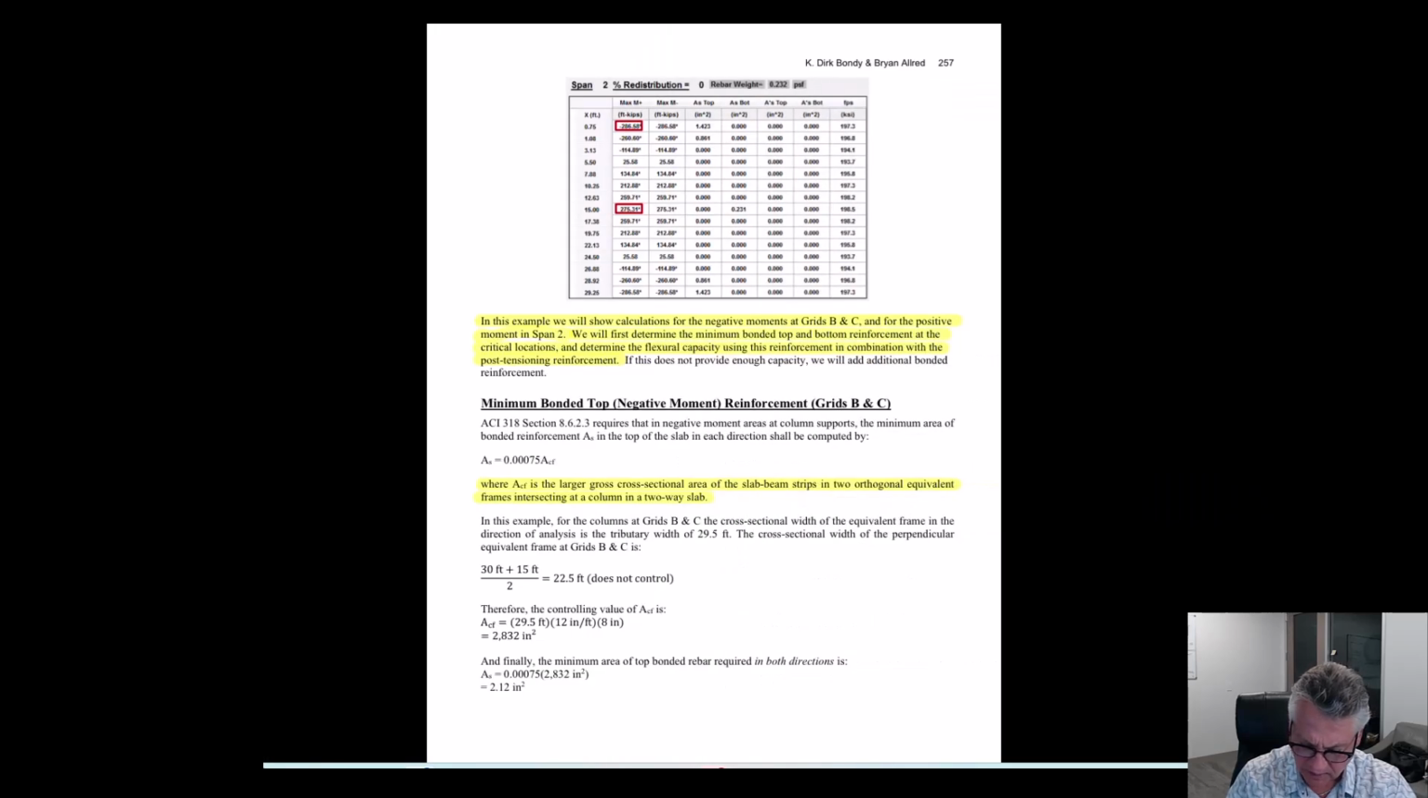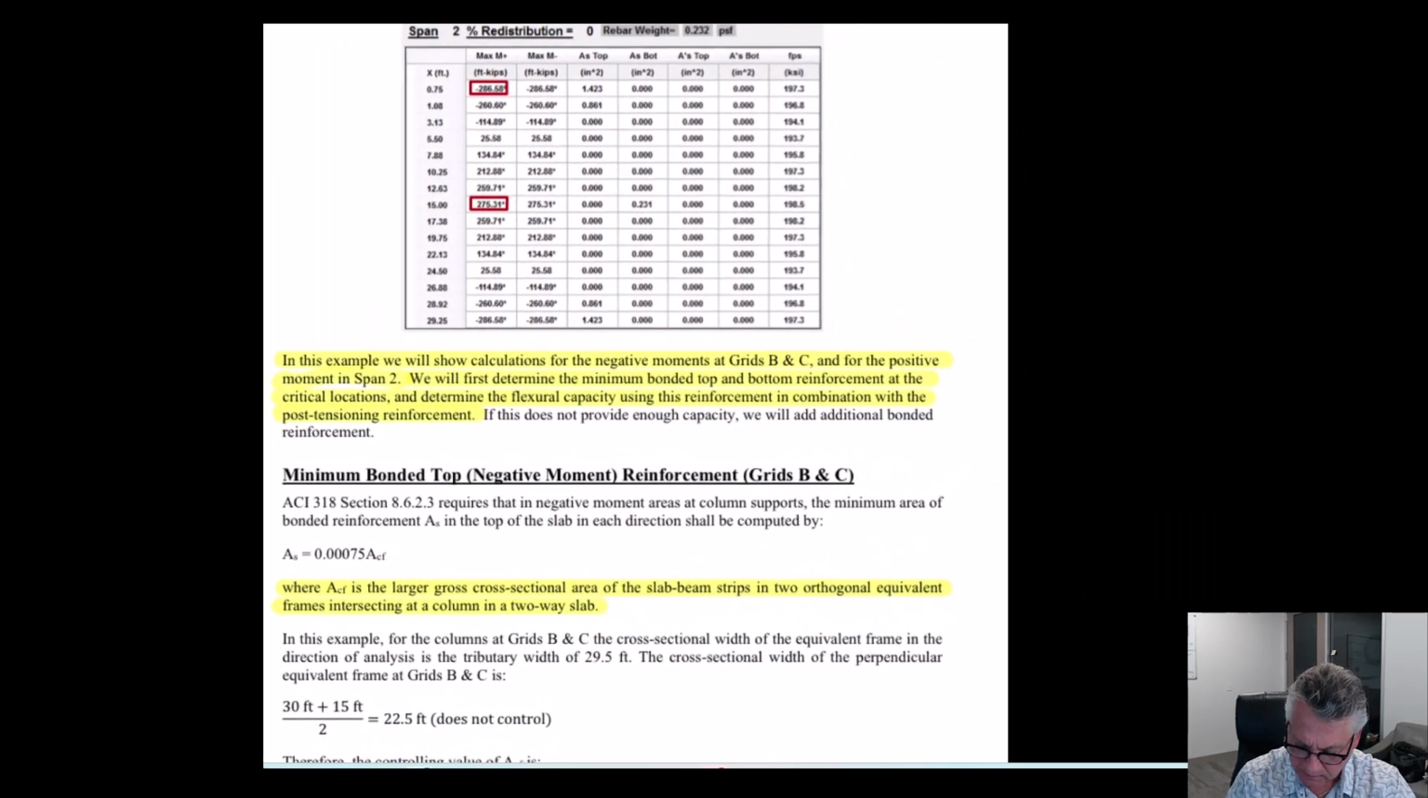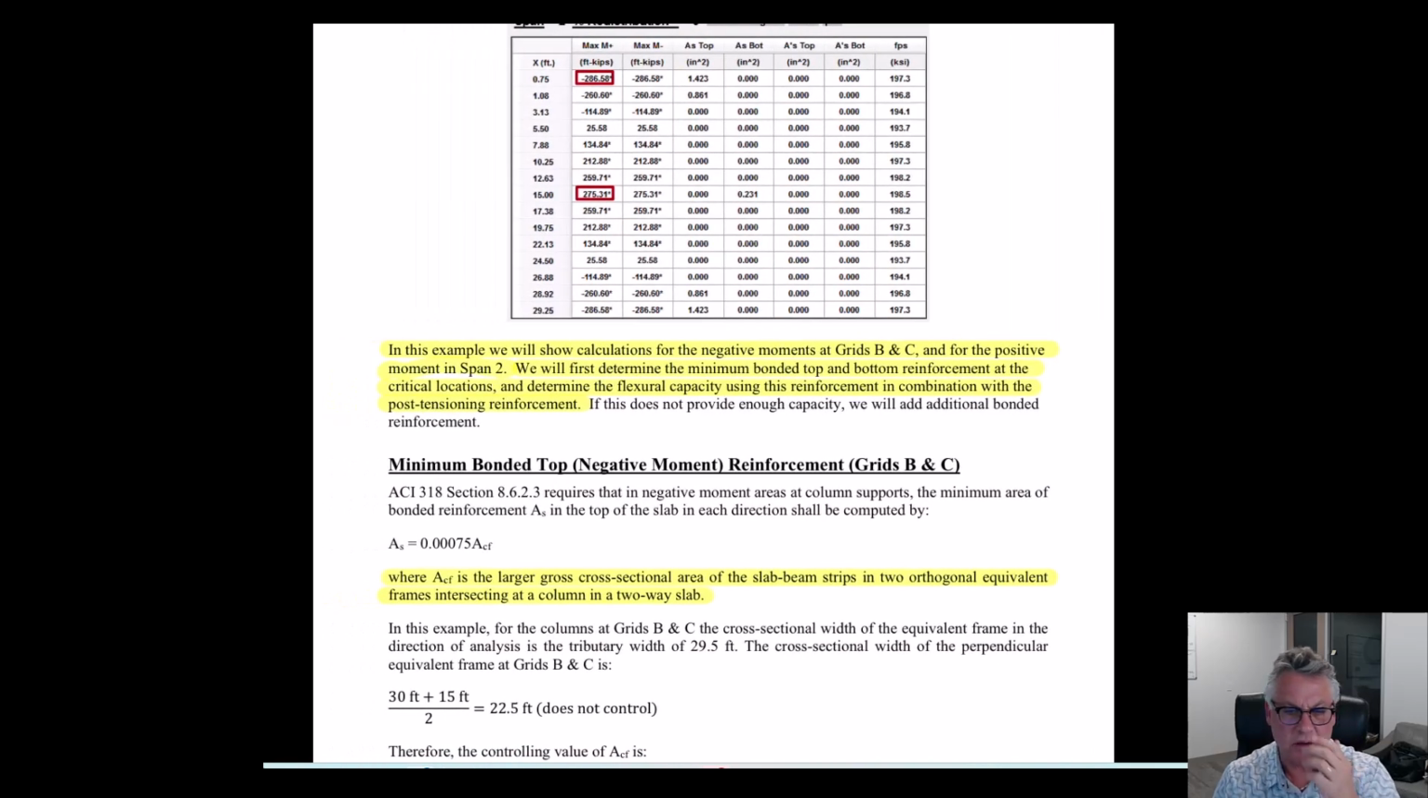I'm going to come back to that in a second. So I'm going to focus on the negative moments, grids B and C, and for the positive moment in span 2. Probably what I'm going to have you do too. Just pick a maximum location at a negative moment, design that, show me that you can calculate the minimum bonded reinforcement at that location, and then check that to see if that works. It's very similar to what we did with the beams.